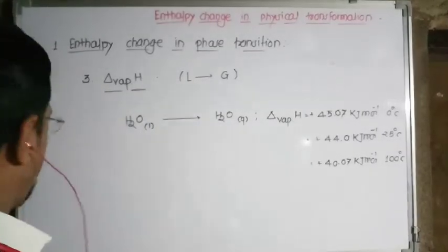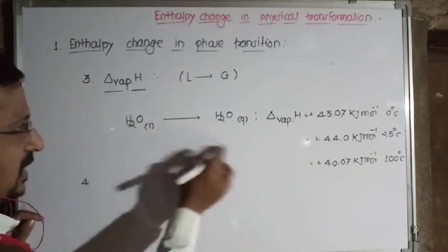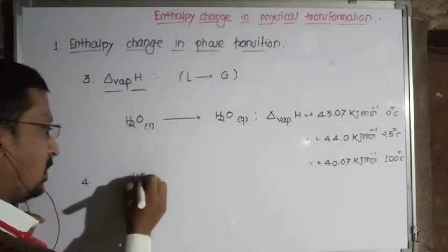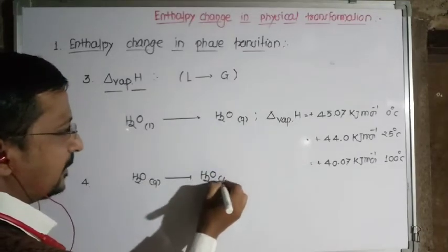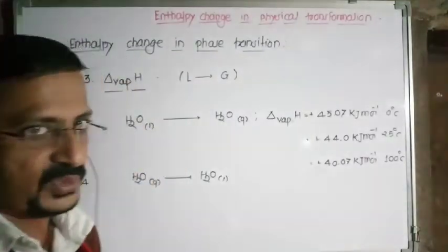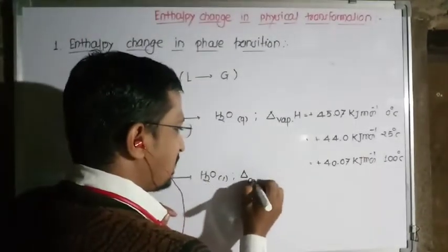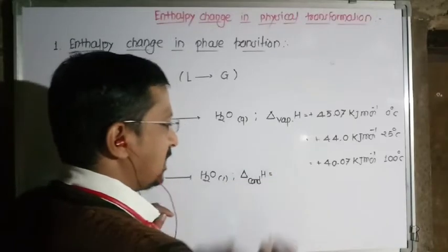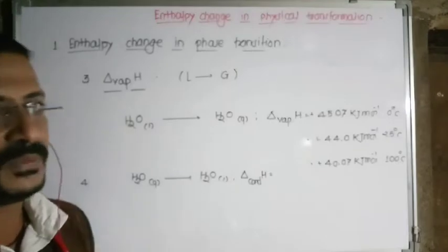Now immediately, if we take the next, just reverse the process. That is the H2O gas. Suppose it is converted into H2O liquid, gaseous to liquid conversion. That process is called condensation. So condensation, it is delta condensation H, that is the enthalpy of condensation or enthalpy change of condensation.